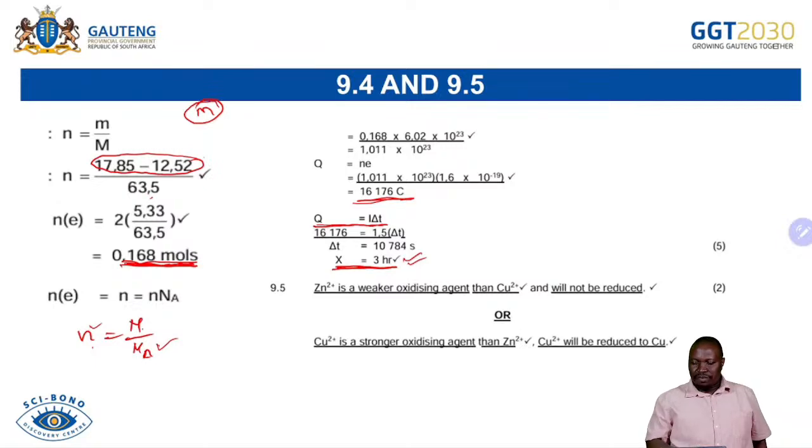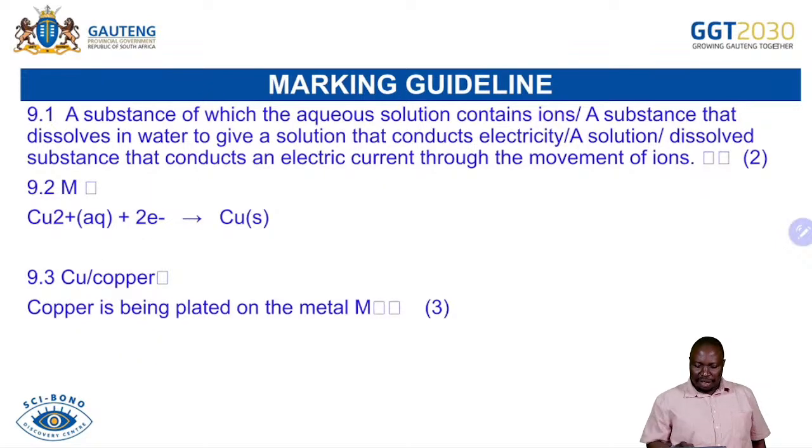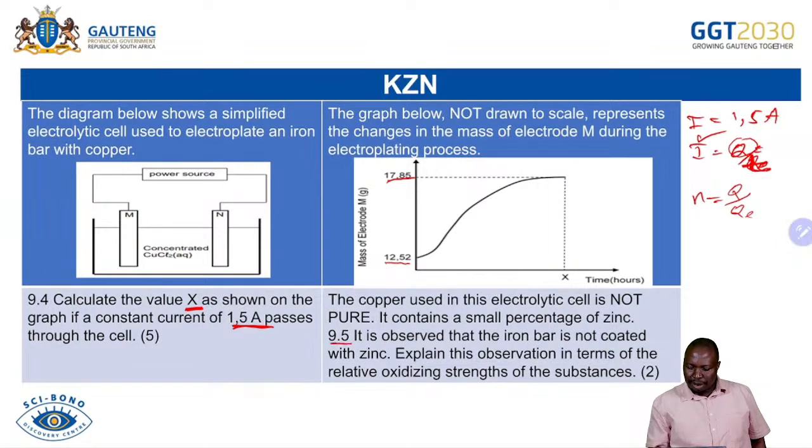I won't be happy if I close this session without talking about this question of 9.5, which is our last question for the day. It says, it is observed that the iron bar is not coated with zinc. Explain this observation in terms of the relative oxidizing strength of the substance.